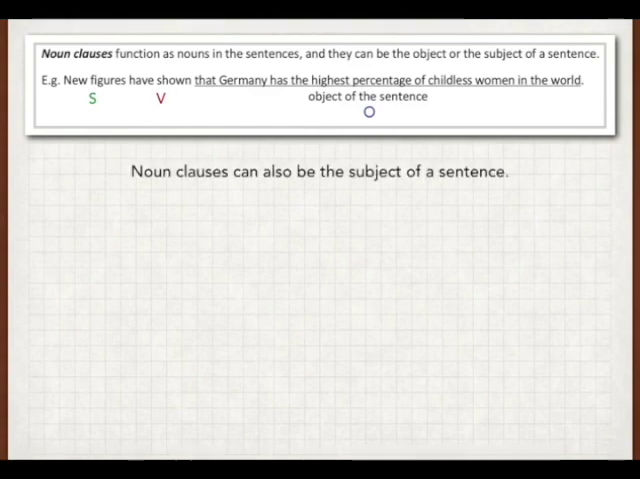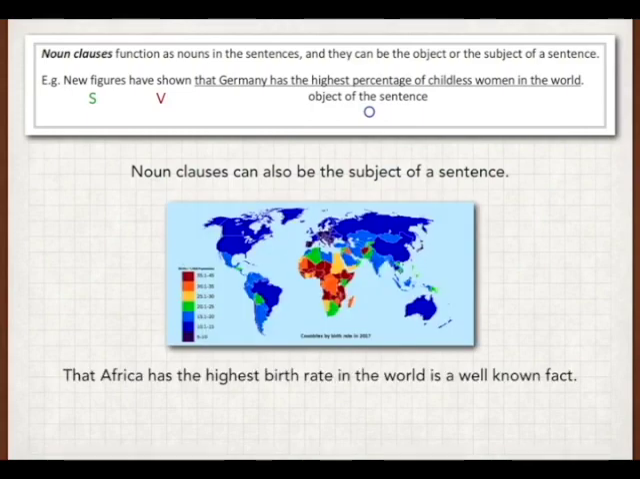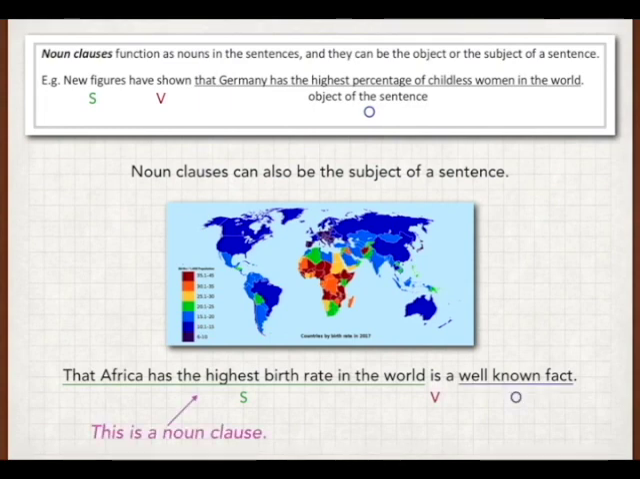Noun clauses can also be the subject of a sentence. Now don't worry, in this video we're only focusing on noun clauses as objects of sentences, but still it's interesting to know. For example, that Africa has the highest birth rate in the world is a well-known fact. I'll repeat it. That Africa has the highest birth rate in the world is a well-known fact. Now in this sentence, the subject is the noun clause. That Africa has the highest birth rate in the world is the subject. The verb is, and a well-known fact is the object. So in this case, the noun clause is the subject of the sentence.